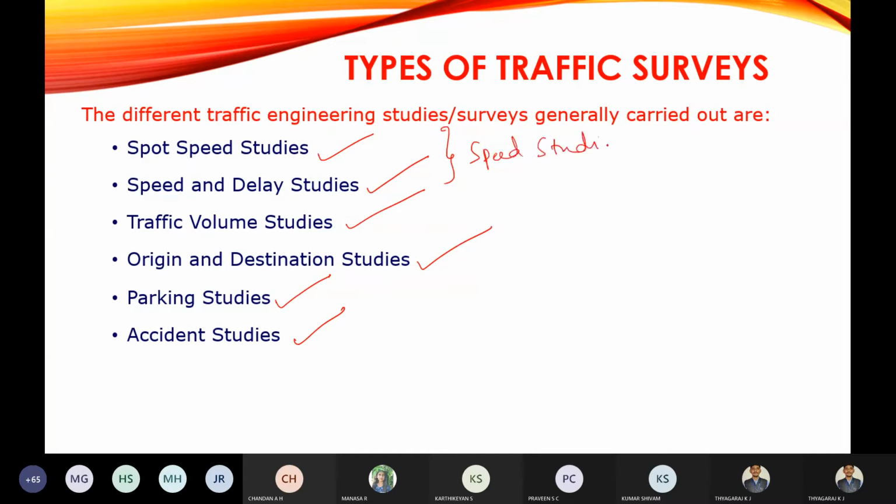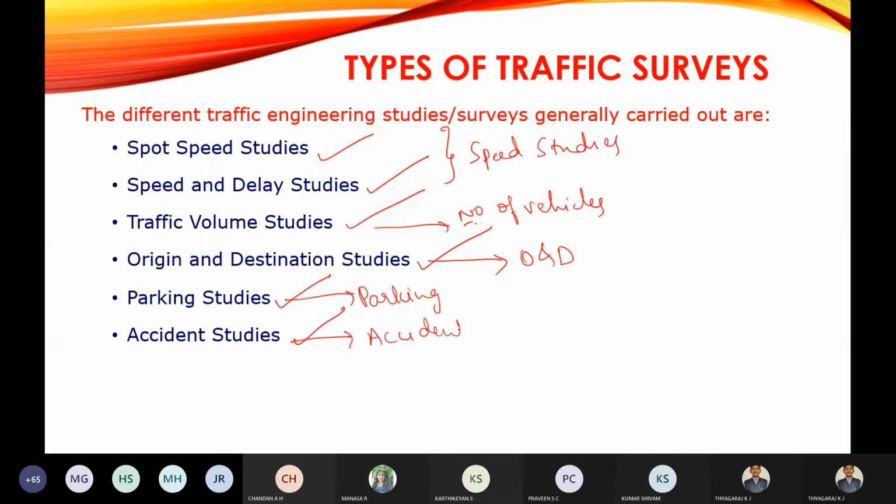This one is counting the number of vehicles coming on the road. Here you are going to ask for origin and destination, and collect them. Then comes parking, how the studies are going to be conducted with respect to parking. Then comes the very interesting one, the accident study. Why? Because in India, the majority of people die because of accidents only. So what are the main causes of these accidents and what are the remedies, you are going to discuss in the accident study.